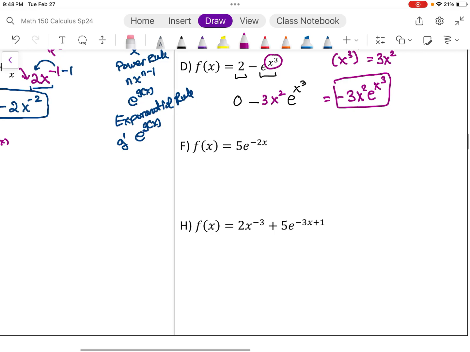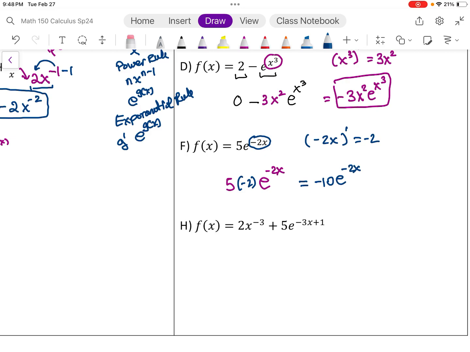Okay, next one. 5e to the negative 2x, exponential rule. I have the 5 e to the negative 2x. So notice I just copied down the original function, I left a gap there so I can take g prime. So this is the exponent. I'm going to take the prime of that. We get negative 2. So fill the gap with that negative 2. Okay, then we can multiply 5 times negative 2. We get negative 10 e to the negative 2x.